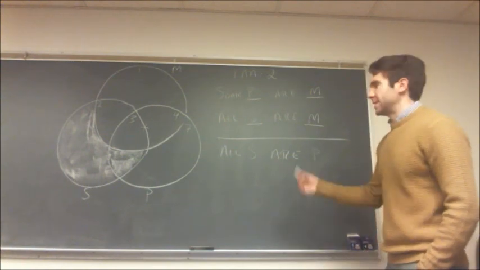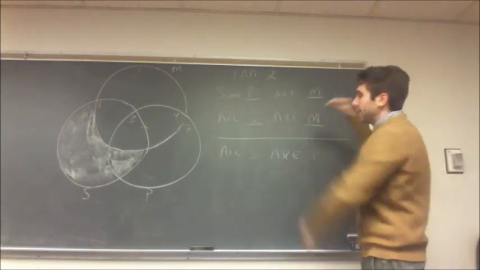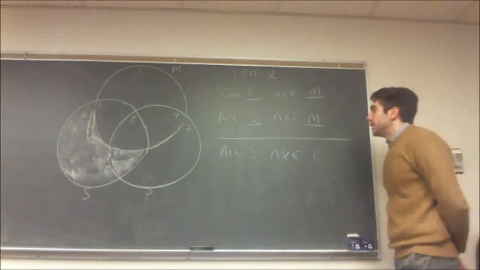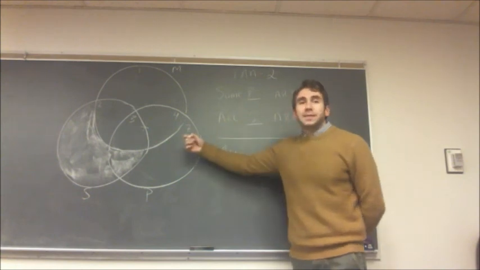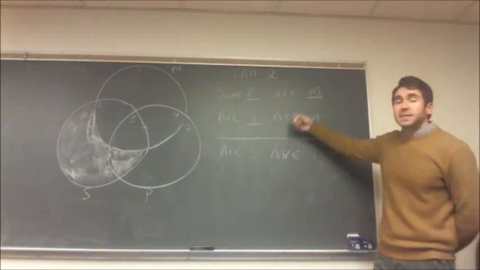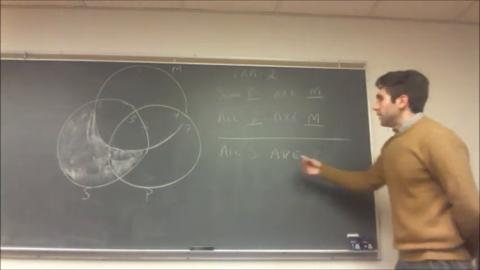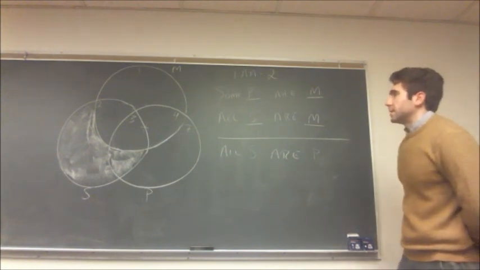We'll do more examples like this. Okay, so anyway, we've diagrammed our premises, and now we want to know if the argument's valid. So again, we're going to look at this conclusion and ask, is it the case, according to this diagram, that the conclusion is true? If it's not, then the premises can be true and the conclusion false at the same time, so the argument's invalid. So we can ask ourselves, is it the case, according to this diagram, that all the S's are P's?